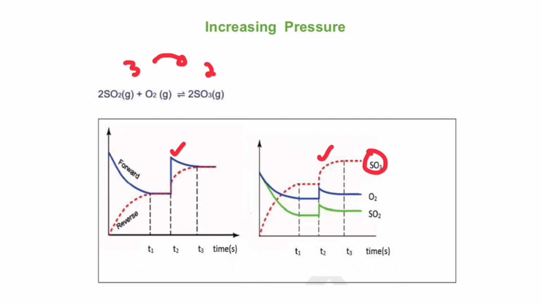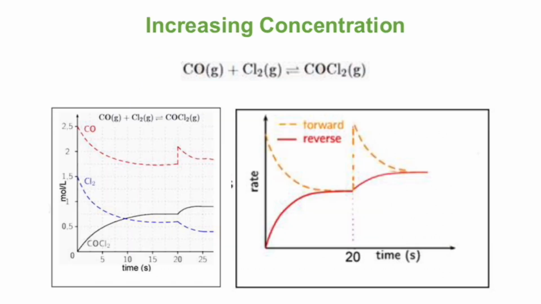So O2 and SO2 slightly shoot up and then they go down. This is how it looks when there's an increase in pressure, right? So you can see that what we have here is slightly different from what we have when there's an increase in temperature, as far as the concentration of the reactants is concerned. So that is another way you can distinguish between an increase in temperature and an increase in pressure. Now, an increase in concentration. Right, so we don't care about the enthalpy here because we're only looking at the concentration.